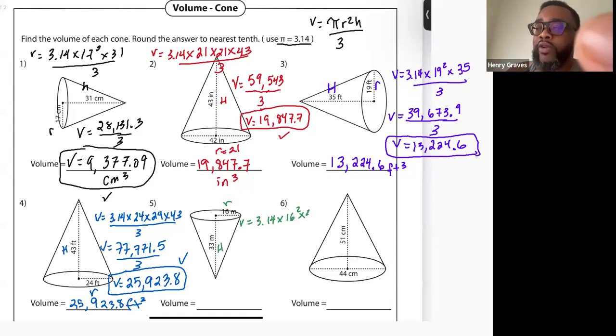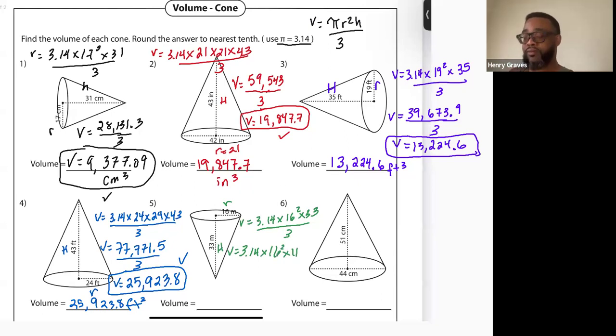Some of us who have very good number sense can do 33 divided by 3, which is 11, and just multiply across. So it's 3.14 times 16 squared times 11, because 33 divided by 3 is 11. So I should get the same answer, which is 8,842.24.